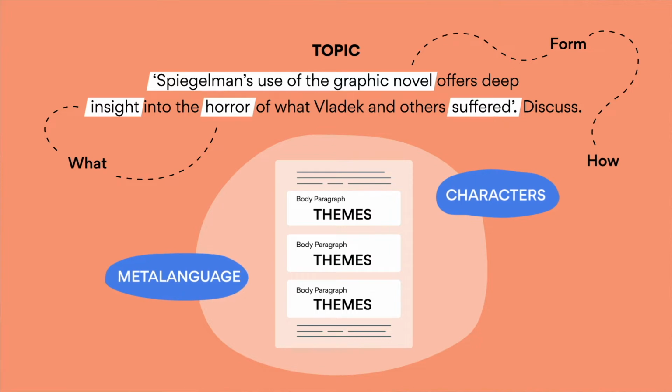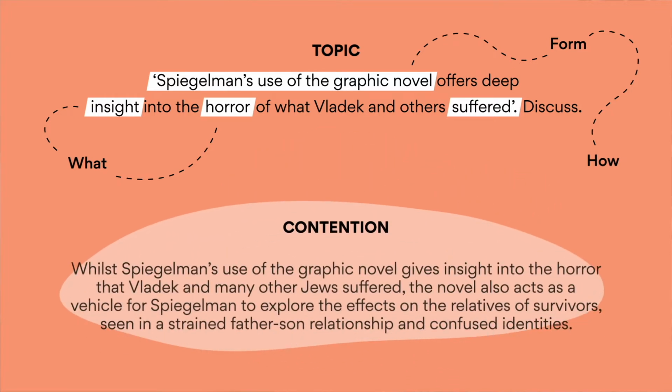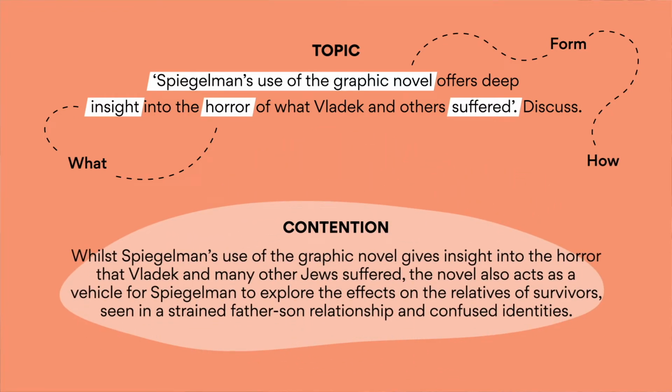Let's have a look with what we've come up with as a contention. While Spiegelman's use of the graphic novel gives insight into the horror that Wladek and many other Jews suffered, the novel also acts as a vehicle for Spiegelman to explore the effects on the relatives of survivors, seen in the strained father-son relationship and confused identities. Notice how this contention still revolves around the horrors of the Holocaust that we see throughout the novel, but it also allows room for us to bring in different horrific experiences and related themes that can broaden our discussion overall.